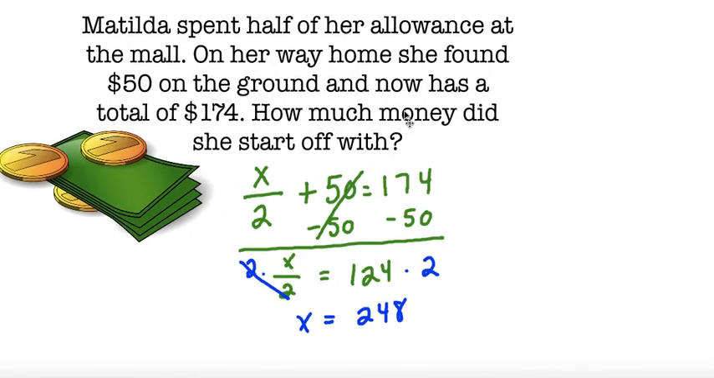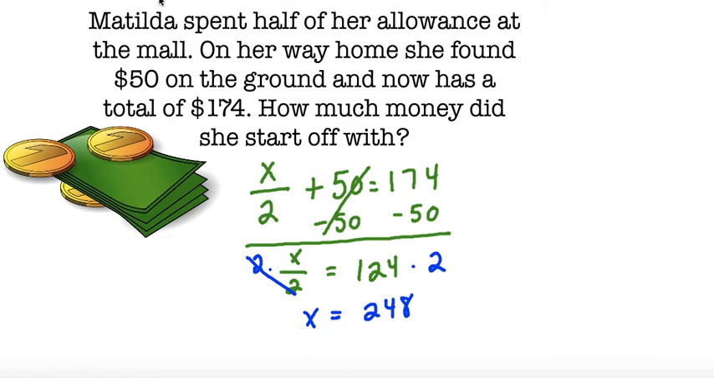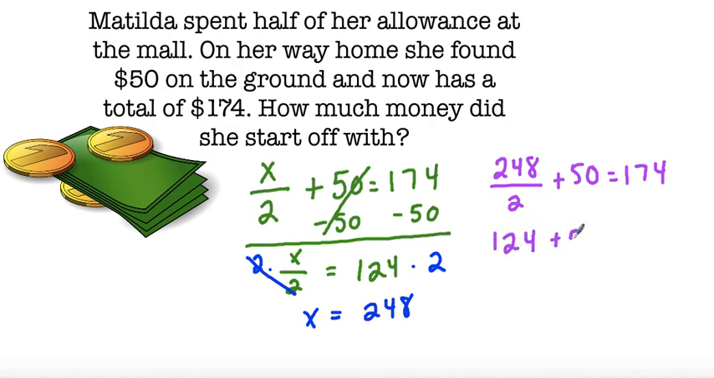So if we check our answer, we're going to substitute x for 248. And so we have 248 divided by 2 plus 50 is equal to 174. 248 divided by 2 is 124. Plus 50 is equal to 174, so this is right. So she started off with $248.